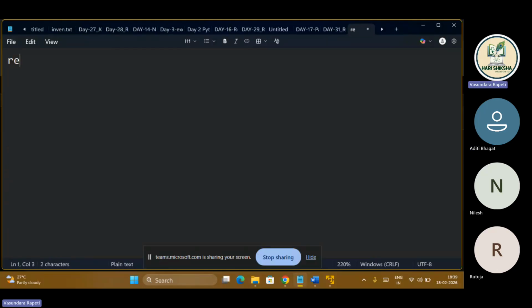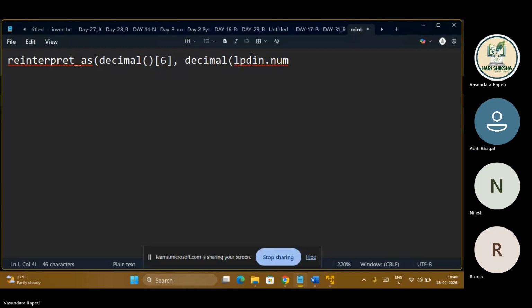You are using reinterpret as, then decimal. Here you give 6, and this in dot num is there. Instead of that you give decimal lpad. This comma 6 length long padded with 0. Okay, like this. Let me try.